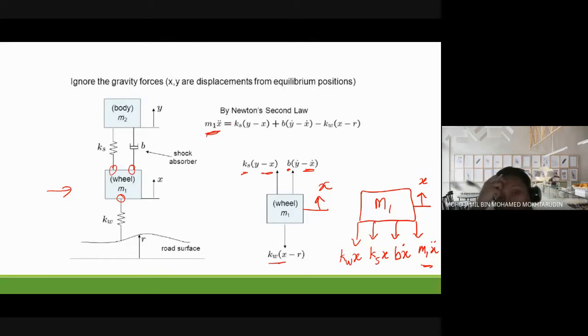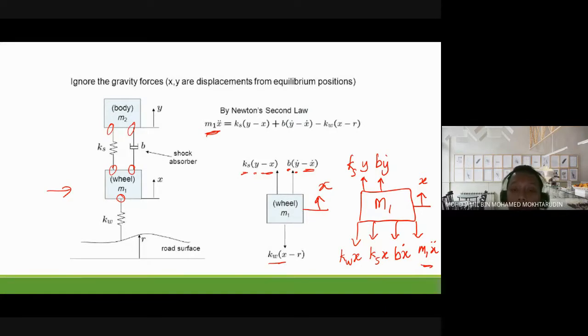And now we look at the components that are also connected with other bodies. So in this case, we have KS connected with M2. We have B connected with M2. So we have 2 forces acting upward. Okay, so we have KS, Y, and we have B, Y dot. Same thing here.